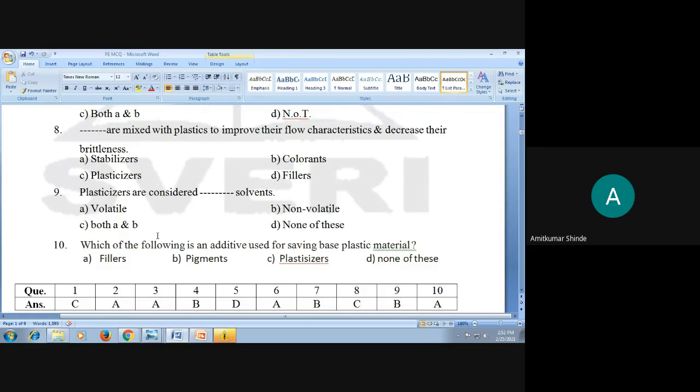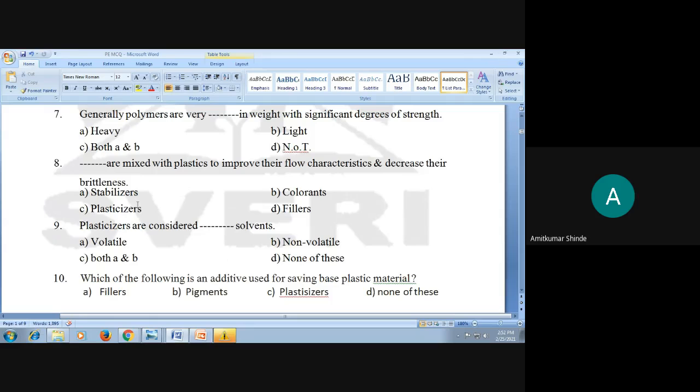And then next is, which additives are you adding to improve the flow characteristics and decrease the brittleness? They have given the options stabilizers, colorants, or plasticizers. Answer will be plasticizers. We are adding plasticizers to improve the flow characteristics and to decrease their brittleness.